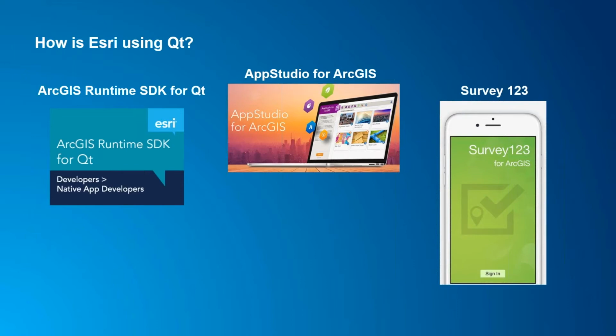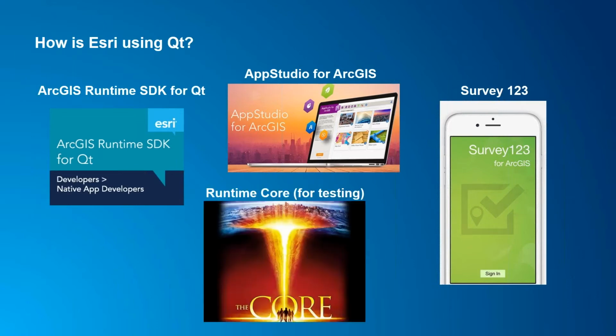Survey 123, arguably one of the most popular apps from Esri, targets the data collector who uses form-based types of data collection in the field. It's completely built and powered by the Qt SDK also. And of course, being a very powerful C++ library as well, our runtime core uses it for many of its test beds and testing before releases and during the release cycles. It's very powerful and widely used within our testing frameworks.